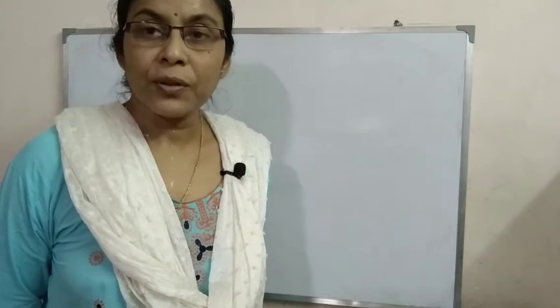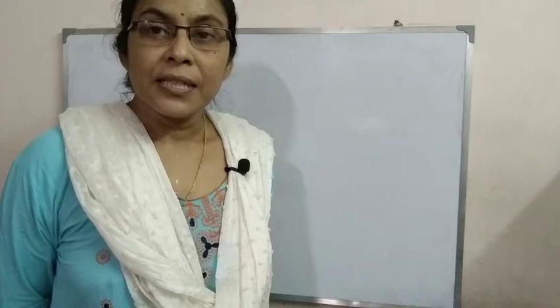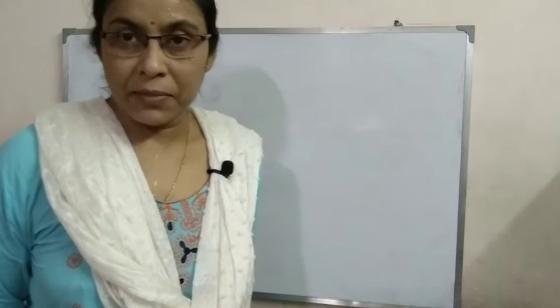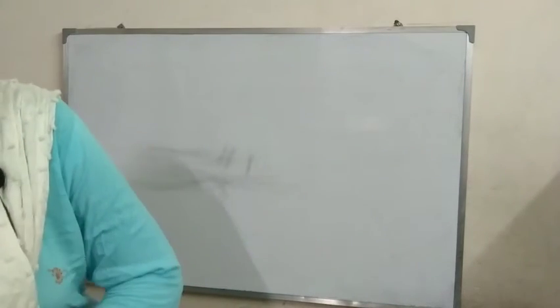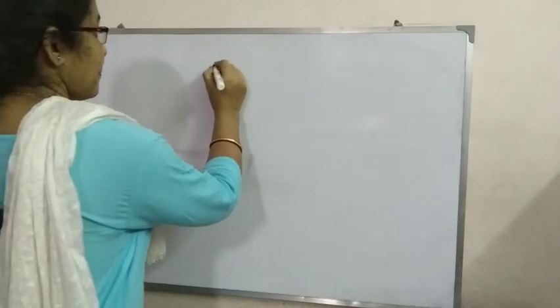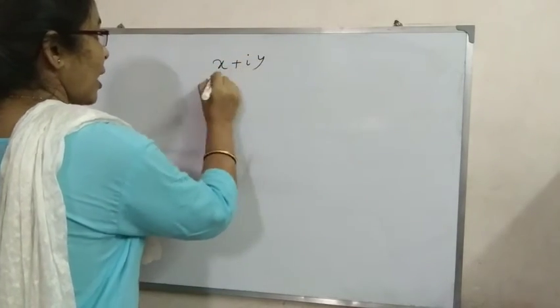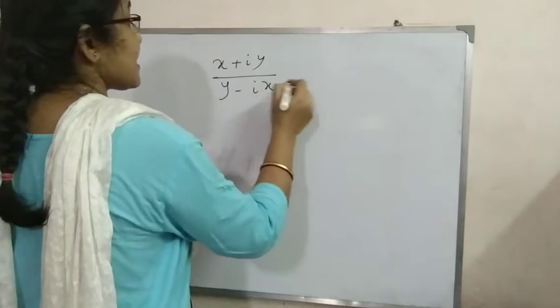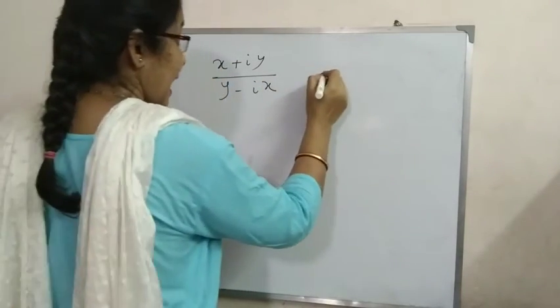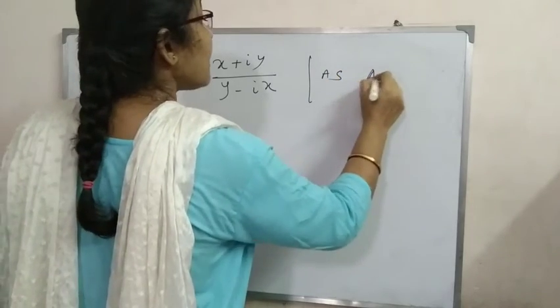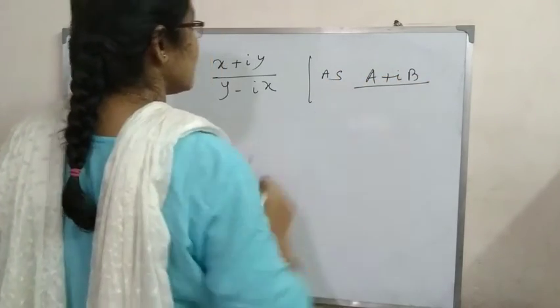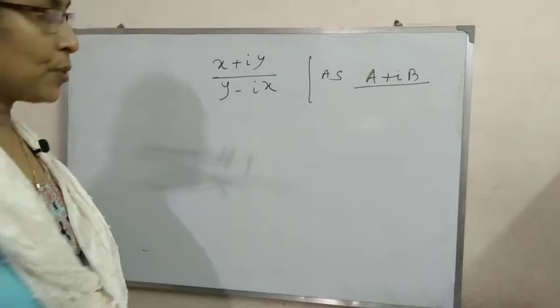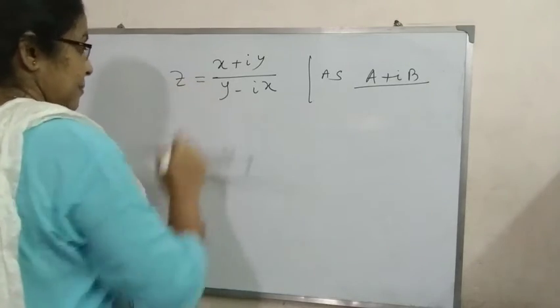In this video, I am going to discuss some sums about complex numbers. Express (x plus iy) by (y minus ix) as a plus ib form. What will I do? This is z.